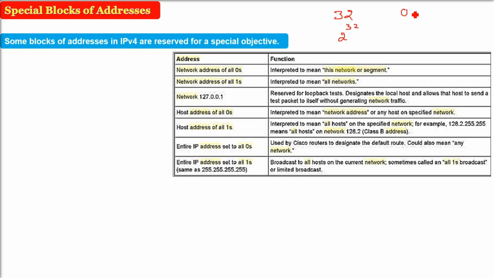It is dotted decimal, so it will start with 0.0.0.0. Every octet is 8-bit, and 8-bit is 2 to the power 8, that is 256. So it will start with 0 and go up to 255. If the lowest is 0, the maximum can be 255. So this is the last number.